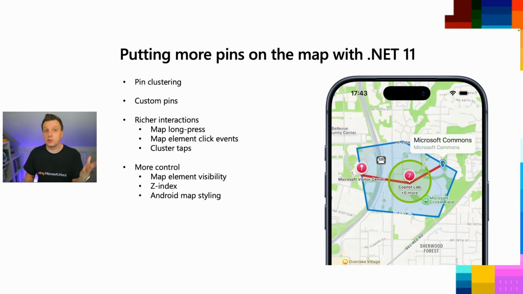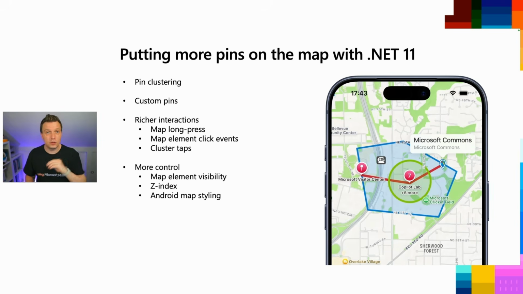Basic functionality was there, but we were missing some things, and now we were finally able to add them. So we have pin clustering, right? You can cluster a bunch of pins. You can see the little number 7 there in the middle. Those are 7 pins, the Copilot lab and 6 more. If you zoom in, those would expand, and you will see all the 7 pins right there. If you zoom out, you can group them together. You can steer the grouping behavior. You can say, hey, this is part of a group with a name, and it will only group those together.